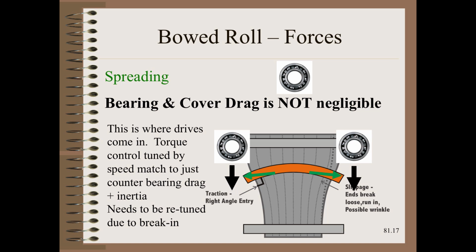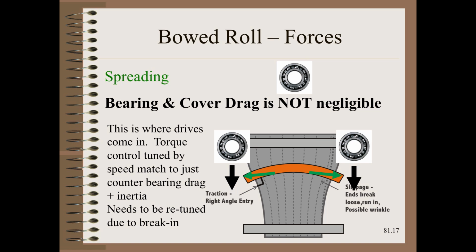Ideally, we would tune the drive to match speed without a web by measuring torque at all speeds. During normal operation with a web, control torque to these measured values. The motor's torque would thus just counter the total drag of bearings and cover. There are more than a few complications with this ideal.